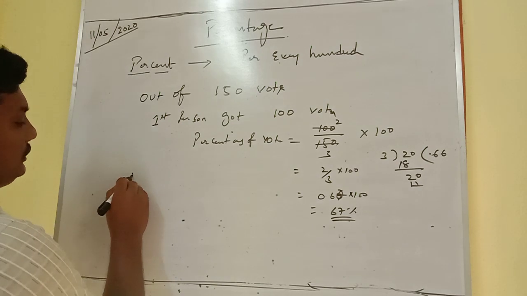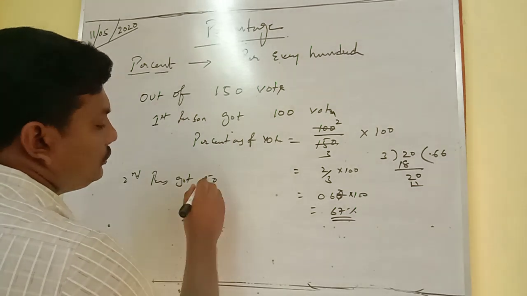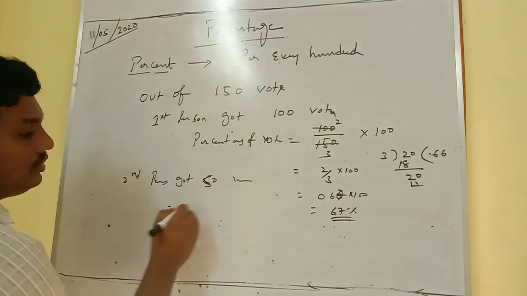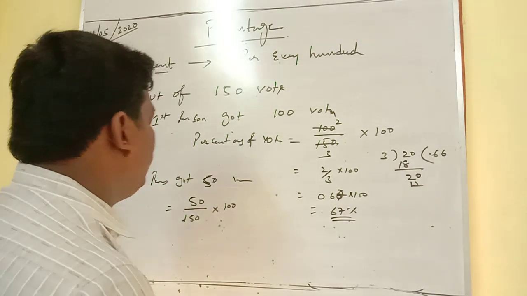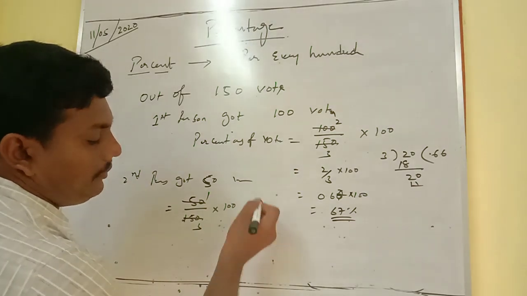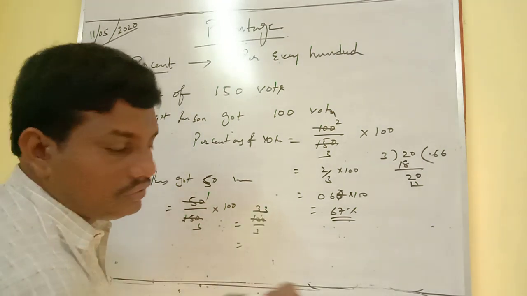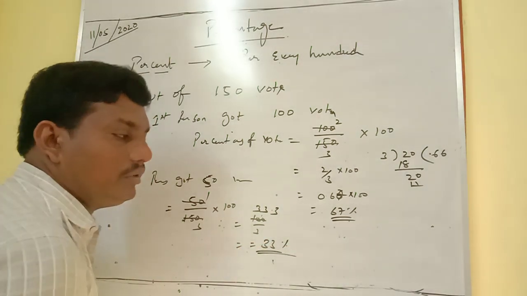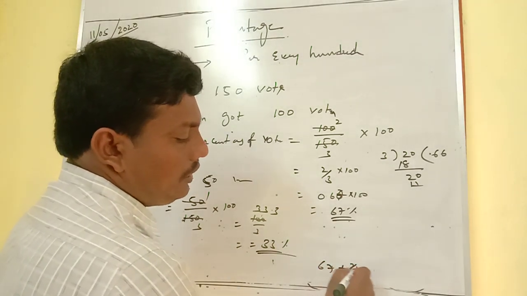Then the second person got 50 votes. How much percentage did he get? The percentage of votes is equal to obtained by total into 100. So 50 by 150 is 1 by 3, so this is 100 by 3. 3 3s are 9, the remaining is 1, again 3 3s are 9, again 3 3s are 9. This is 33% nearly. Total 67 plus 33 becomes 100.